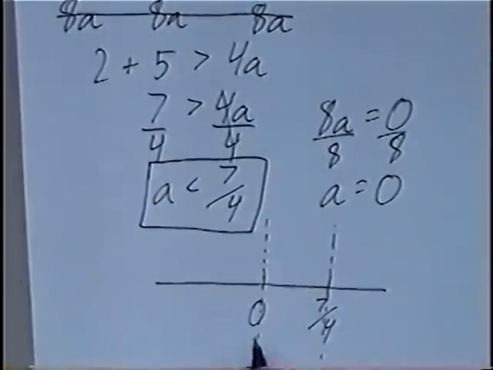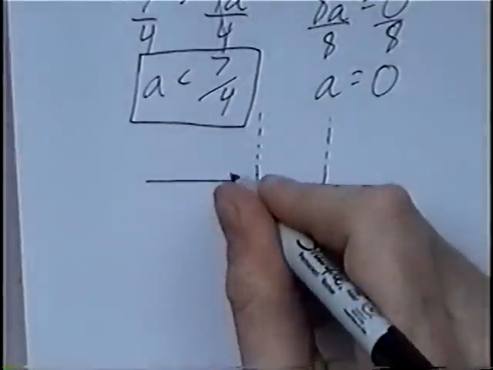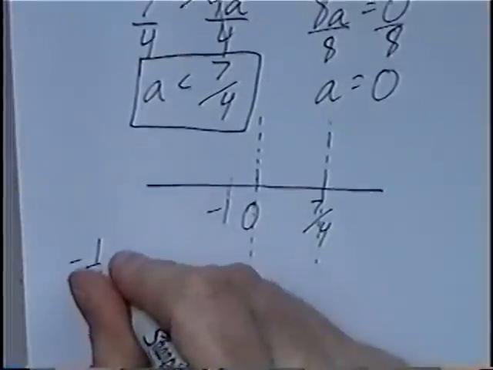For example, looking at the number 0, we can take a number to the left of 0, which would be -1. We'll plug a -1 into the original inequality. If -1 works, that means all the numbers less than 0 will be a solution. If -1 does not work, that means none of the numbers less than 0 will be a solution. The original inequality was 1 over 4a, or if we multiply by -1, that would be -1/4, plus 5 over 8a, but if we multiply by -1, that would be -5/8 is greater than 1/2.